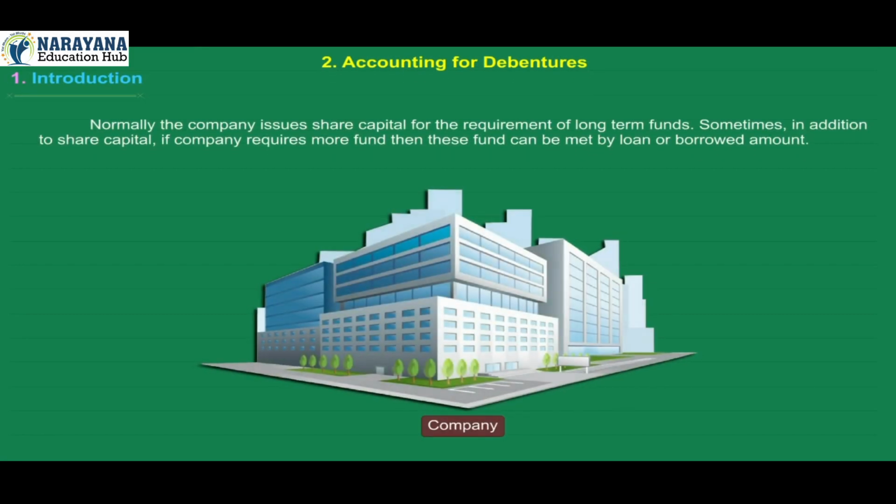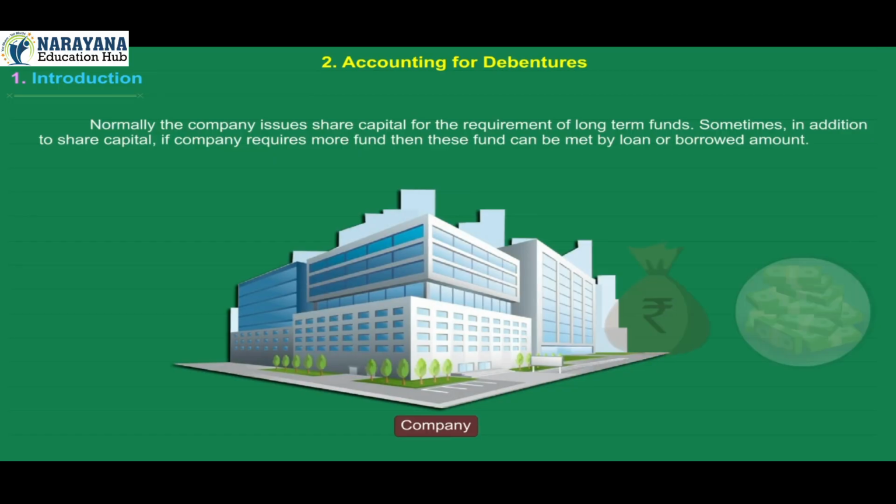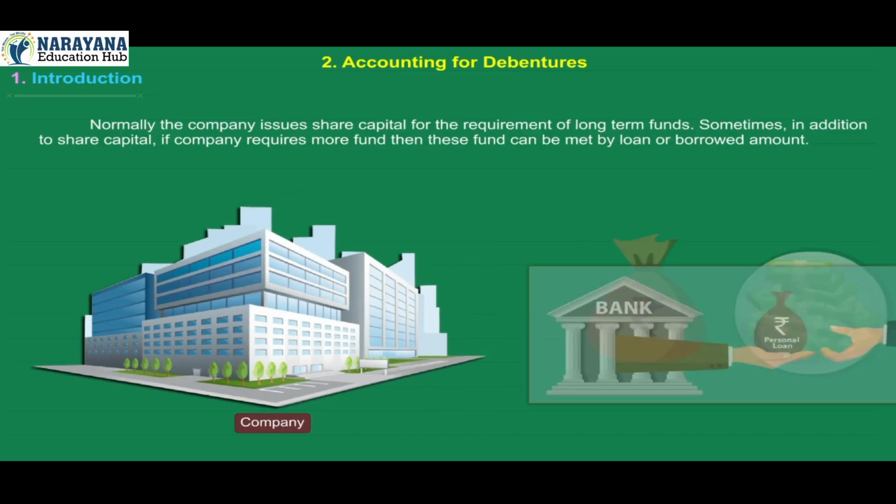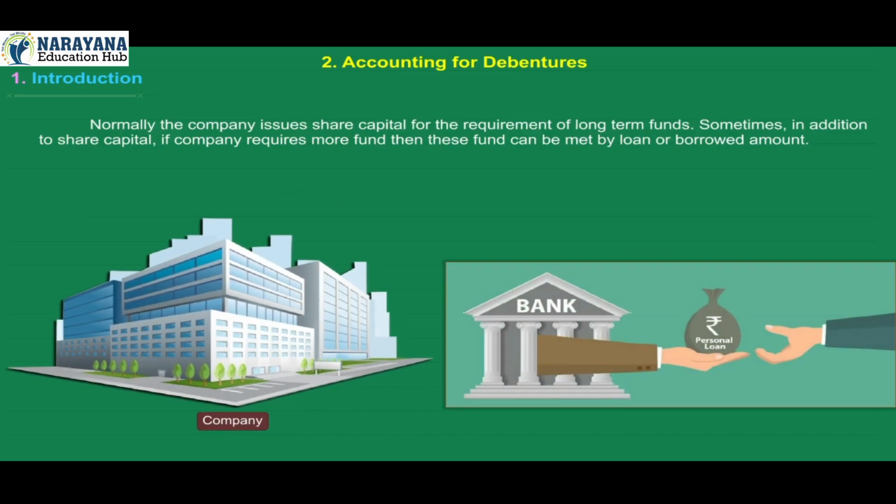Chapter 2, Accounting for Debentures. 1. Introduction. Normally, the company issues share capital for the requirement of long-term funds. Sometimes, in addition to share capital, if the company requires more funds, then these funds can be raised by loan or borrowed amount. Financially sound companies get long-term loans from banks or financial institutions.